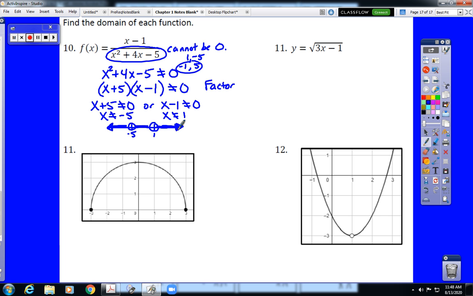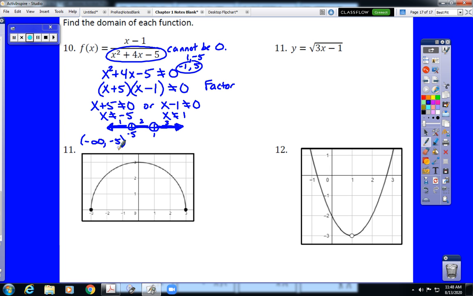So when you write that domain, you have to write three different pieces, piece 1, piece 2, and piece 3, in interval notation with union symbols. So your first piece would go, this is piece 1 right here, piece 2, piece 3. Piece 1 would be from negative infinity to negative 5. Negative 5 is not included.